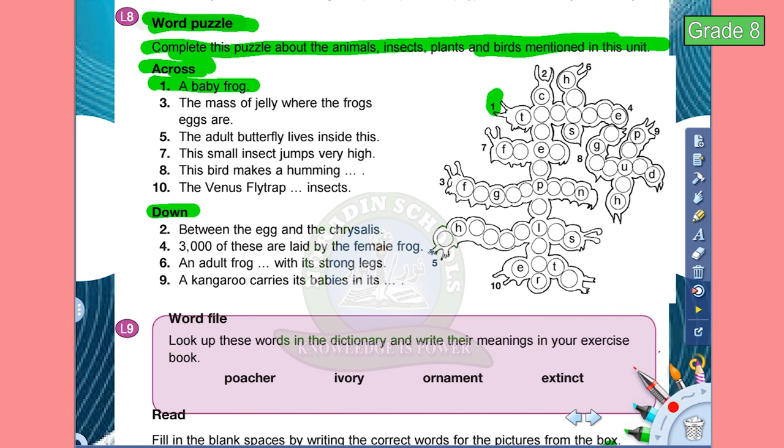Look at the letters that we have. We have 1 and 2. How many letters are missing? 1 2 3 4 5. The word tadpole has 7 letters. We have 2 letters out of 7 letters.